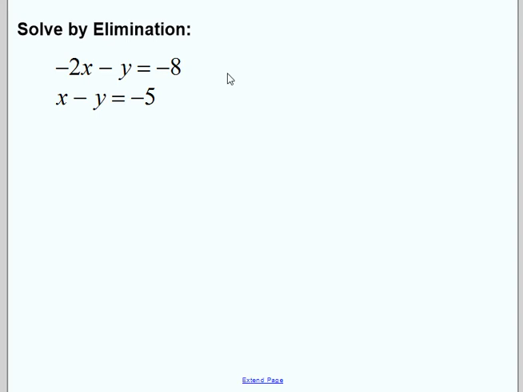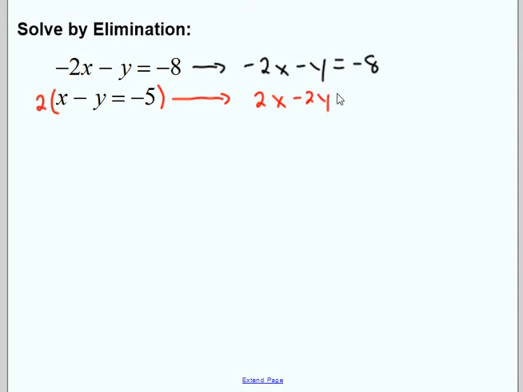So on this one, I'm going to leave this top equation like it is. -2x minus y equals -8. And I'm going to take this bottom equation and multiply everything by 2. As long as I do it to every term, or I do it to both sides of the equation, I don't change the value of the equation. So if I distribute the 2 through here, I'll get 2x minus 2y equals -10.